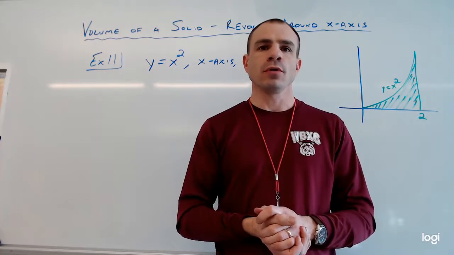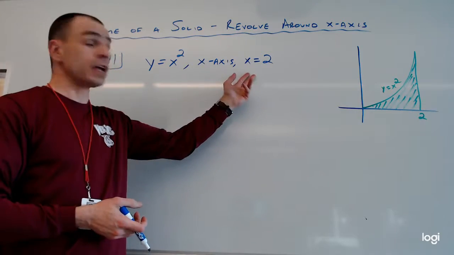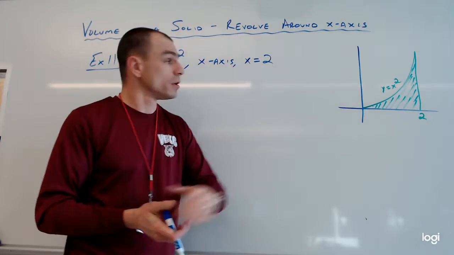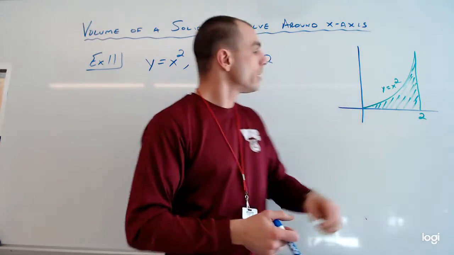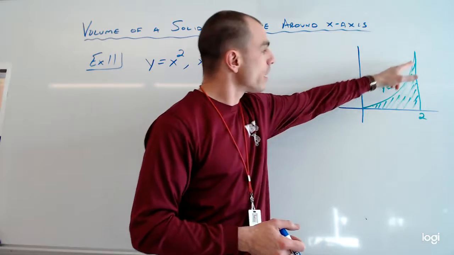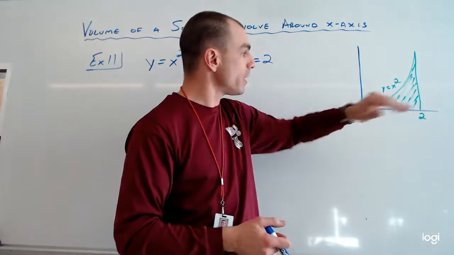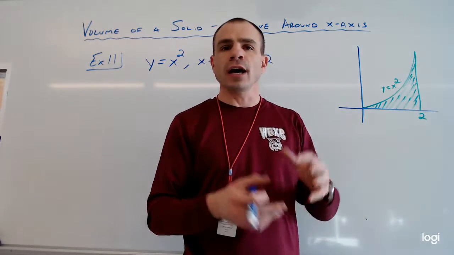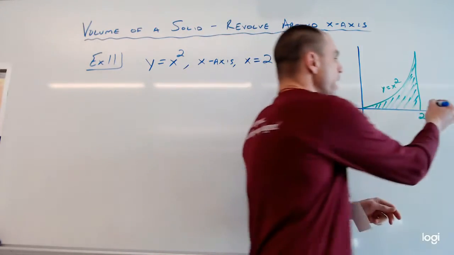With this example, we have the function y equals x squared, the x-axis, and x equals 2 serving as the bounds of our region. So you can see it here in green. You can also pull it up on your graphing calculator. X squared is, in essence, our upper bound, if you will. The vertical line is our right bound. The x-axis is our lower bound of our region. And we're interested in when this region is revolved around the x-axis.